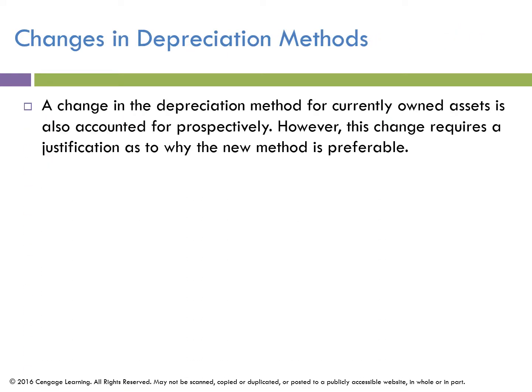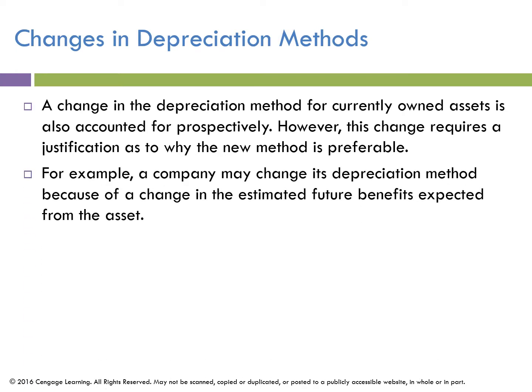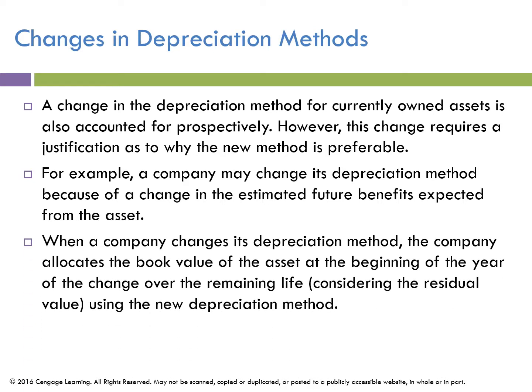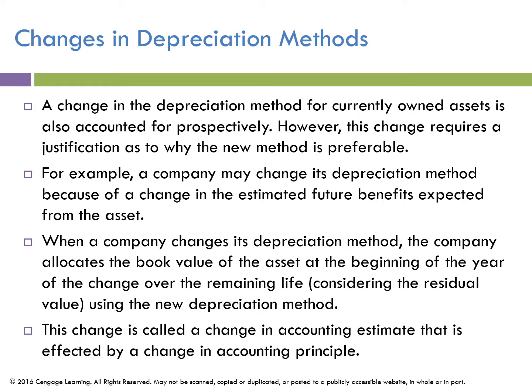A change for currently owned assets is also accounted for prospectively if you want to change the method, and you need a justifiable reason. So if you want to go from straight line to double declining balance, what you do again is you determine the book value as of the beginning of the year and calculate under the new depreciation method. The change is called a change in accounting estimate that is affected by a change in accounting principle.